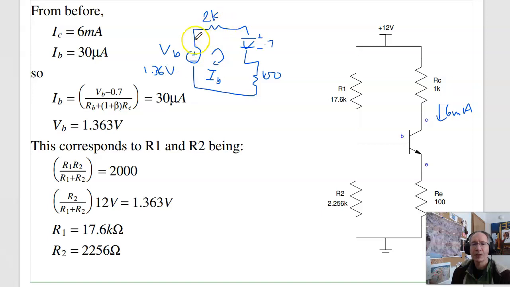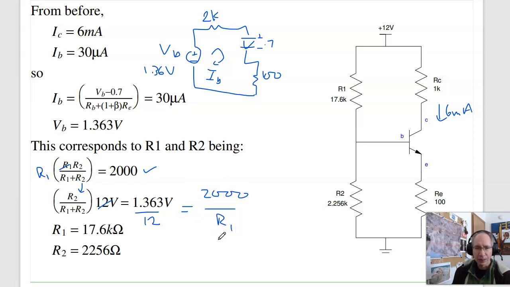So that's your Thevenin equivalent. What that tells me is that R1 in parallel with R2 is 2000. By voltage division, R2 over R1 plus R2 times 12 volts is 1.36 volts. Solve. And there's kind of one trick to solve. Let's divide by 12 and pull the R1 outside. R2 over R1 plus R2 is this guy. So I can substitute. This is equal to 2000 over R1. So I can solve for R1.